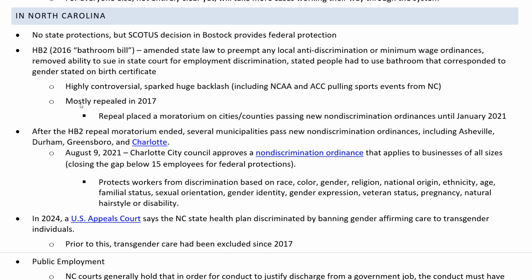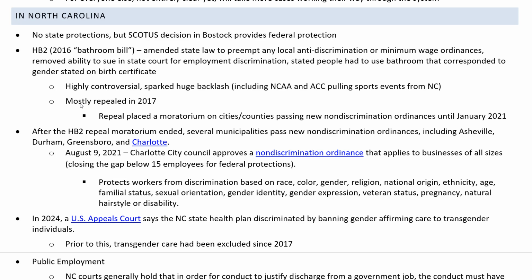One of the most infamous things that happened in North Carolina was this HB2 quote-unquote bathroom bill that was passed in 2016. It's where the General Assembly in Raleigh amended state law to preempt any local anti-discrimination or minimum wage ordinances. It removed the ability for people to sue in state court for employment discrimination. It stated that people had to use the bathroom that corresponded to the gender stated on their birth certificate. And this was in response to a non-discrimination ordinance passed by the city of Charlotte.